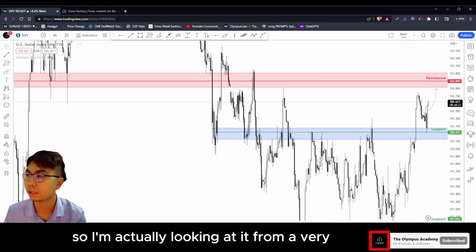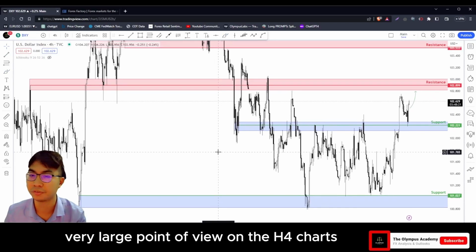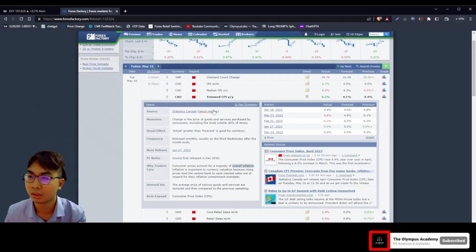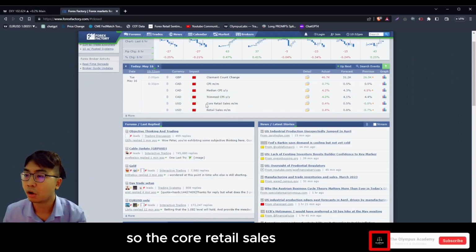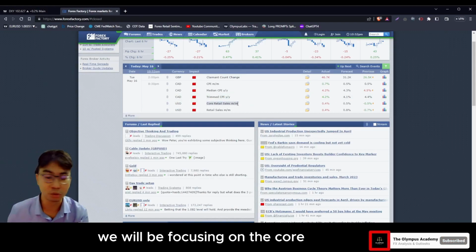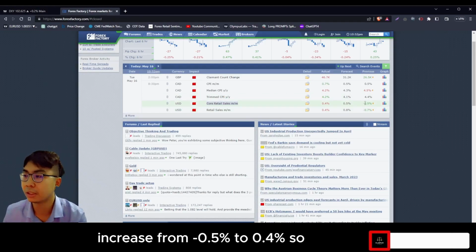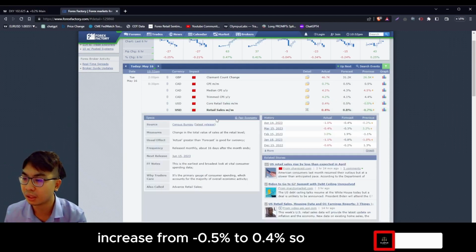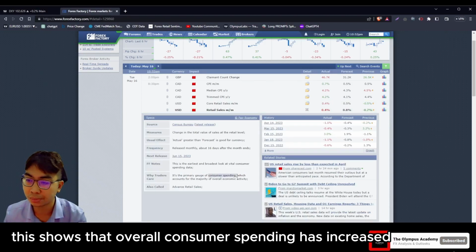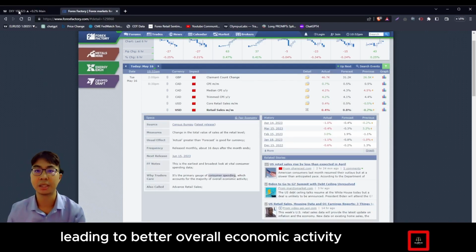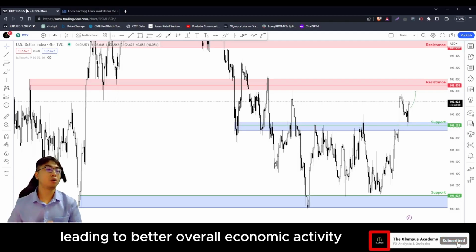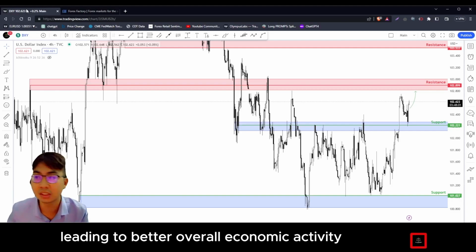So I'm actually looking at it from a very large point of view on the H4 charts. So the core retail sales, we will be focusing on the core. It actually increased from negative 0.5% to 0.4%. So this shows that overall consumer spending has increased, leading to better overall economic activity.